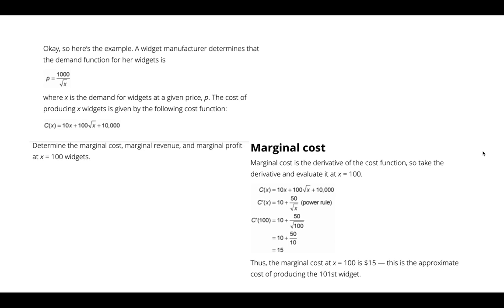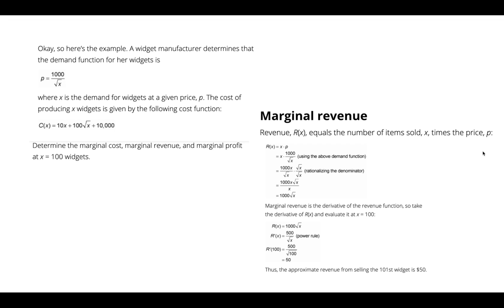So now we need to evaluate that first derivative at 100. So we plug in 100 for x, and we get 10 plus 50 over the square root of 100. So that's going to be 10 plus 5. So we get 15. So that means the marginal cost at x equals 100 is $15. This is the approximate cost of producing that 101st widget.